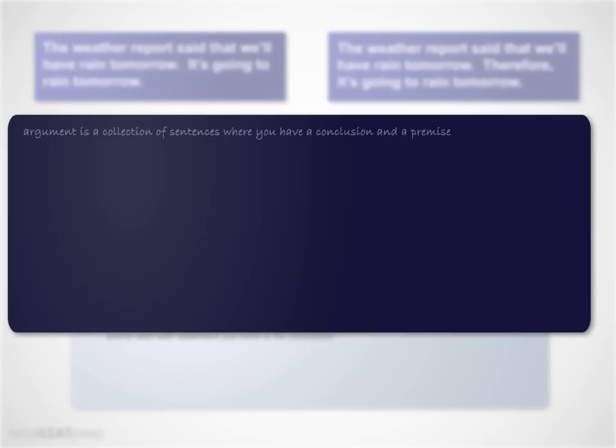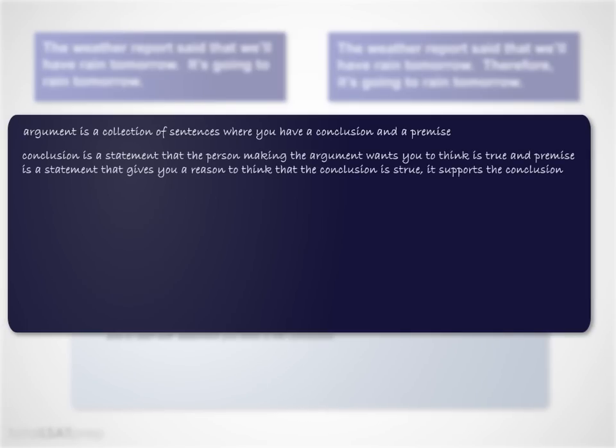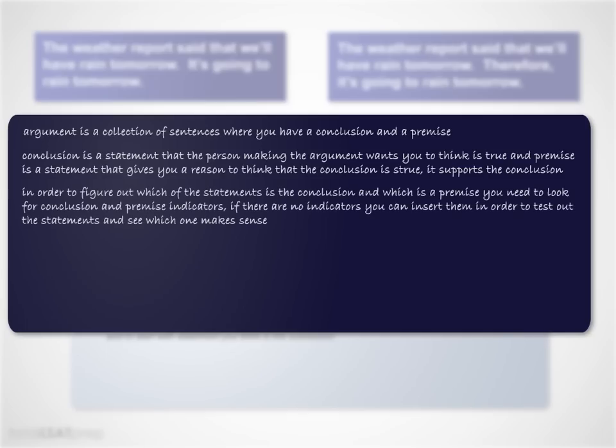Okay, so to recap quickly, an argument is a collection of sentences where you have a conclusion and a premise. A conclusion is a statement that the person making the argument wants you to think is true, and a premise is a statement that gives you a reason to think that the conclusion is true. It supports the conclusion. In order to figure out which of the statements is the conclusion and which is a premise, you need to look for conclusion and premise indicators. If there are no indicators, you can insert them in order to test out the statements and see which one makes sense.